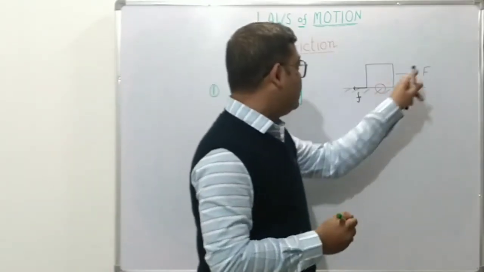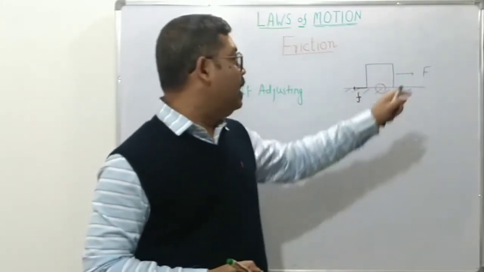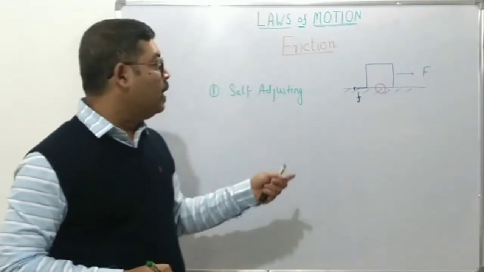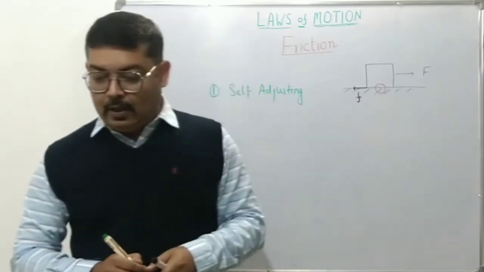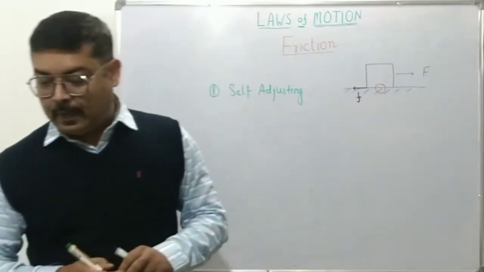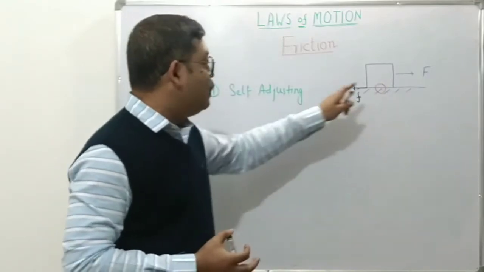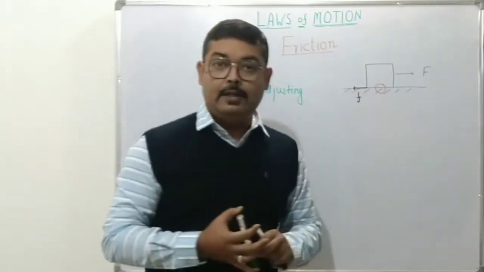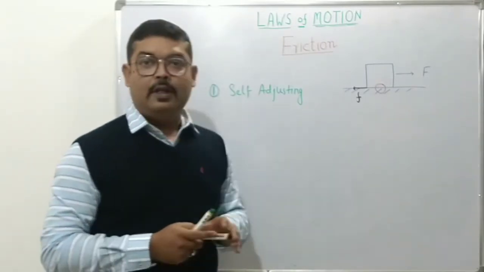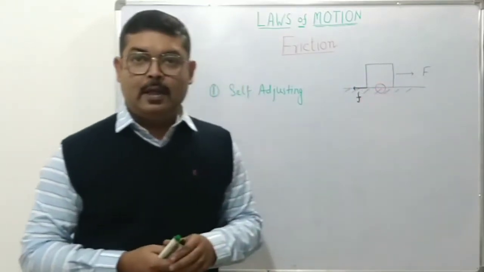So if the applied force increases, the force of friction increases. If the applied force decreases, the force of friction decreases. If the applied force becomes equal to 0, the force of friction will become 0. And this will keep increasing only up to a particular limit, beyond which the frictional force cannot increase. That is, if we cross a particular threshold, the self-adjusting force of friction is no longer sufficient to oppose the relative motion between the object and the surface.